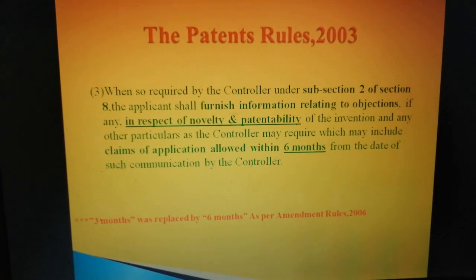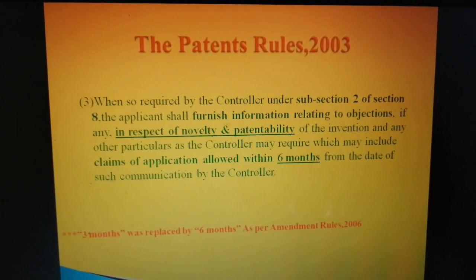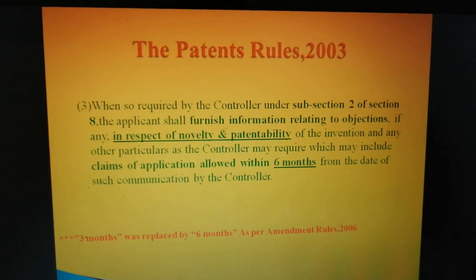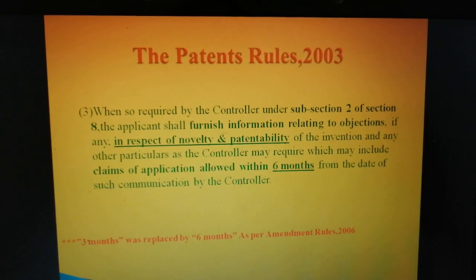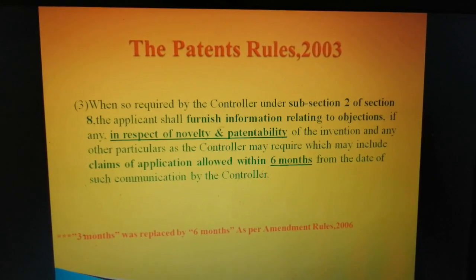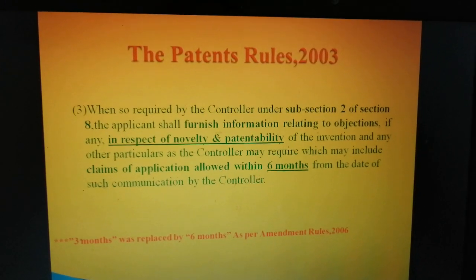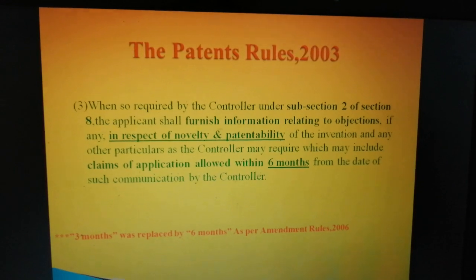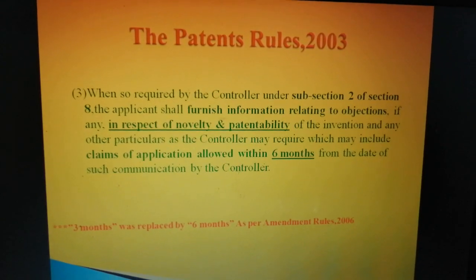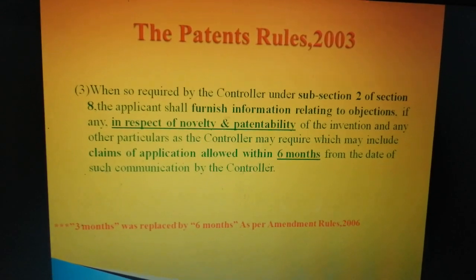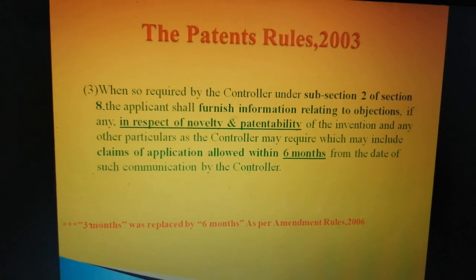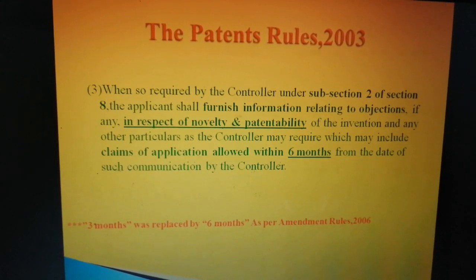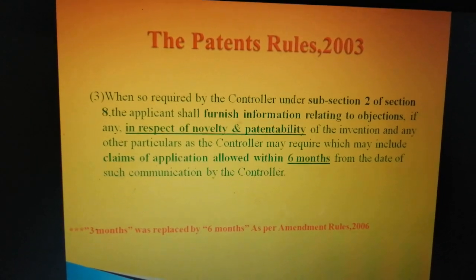The next one is sub rule 3. When so required by the controller under subsection 2 of section 8, the applicant shall furnish information relating to objections, if any, in respect of novelty and patentability of the invention, and any other particulars as the controller may require, which may include claims of application allowed within 6 months from the date of such communication by the controller.